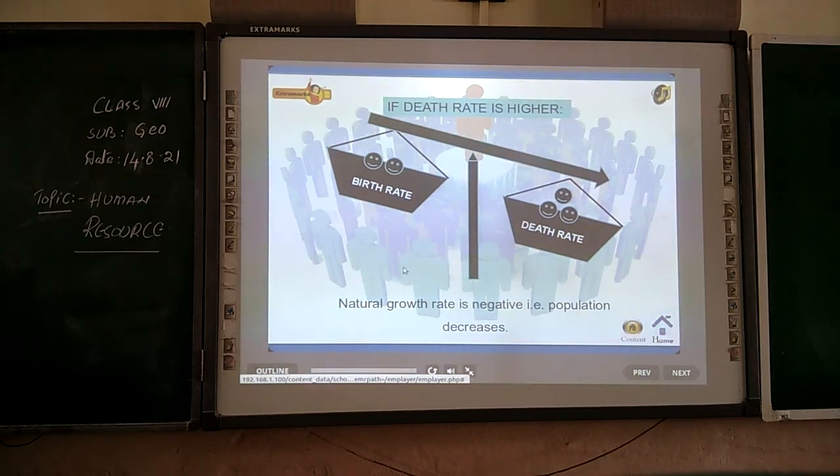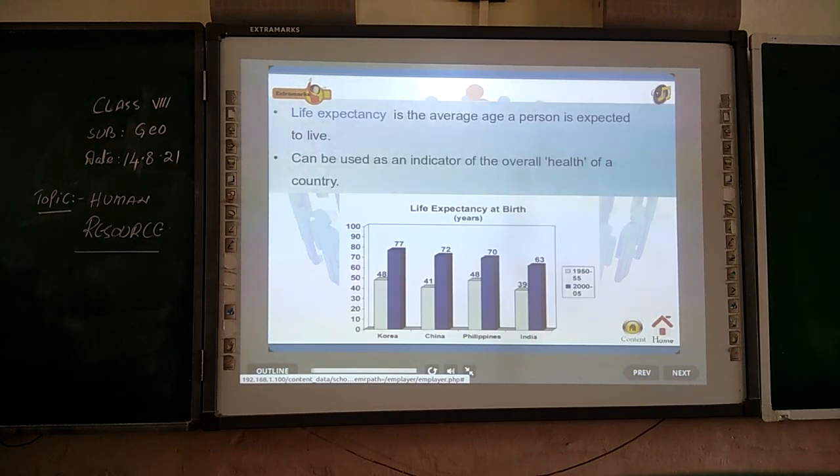Life expectancy is the average age a person is expected to live. It can be used as an indicator of the overall health of a country.